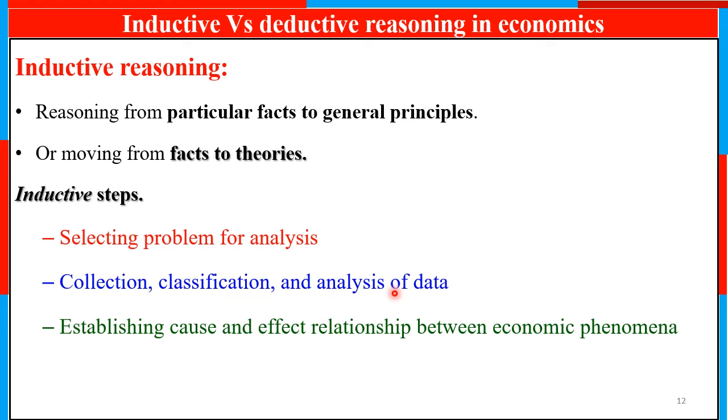After we test the information that we gather, we can establish the cause and effect relationship between economic phenomena, such as the relationship between education and income level. So this is how we move from the specific, from the particular, to the general. We gather the information from the household level, from the individual. Then we classify and test. After we check the validity of the data, we can develop theories such as cause and effect relationships.